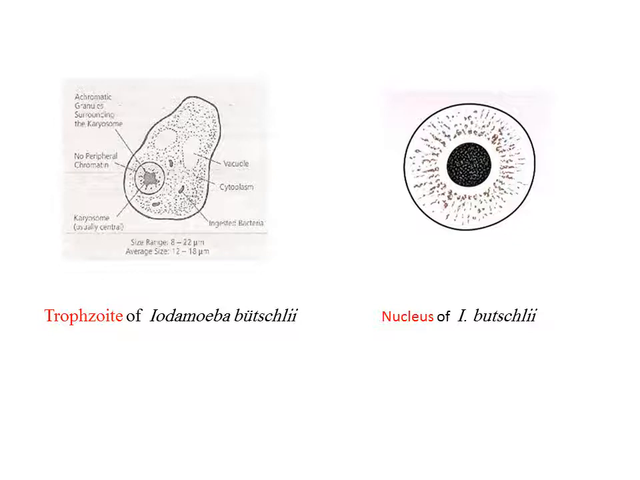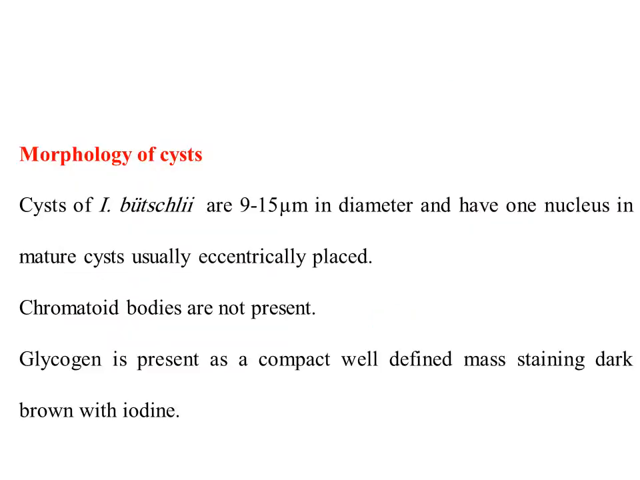Now we return back to this slide. On the right we can see the large karyosome, and the chromatin granules form striations around it. It is apparent here in this picture. Now another slide shows the characteristic features related to its cyst stage.